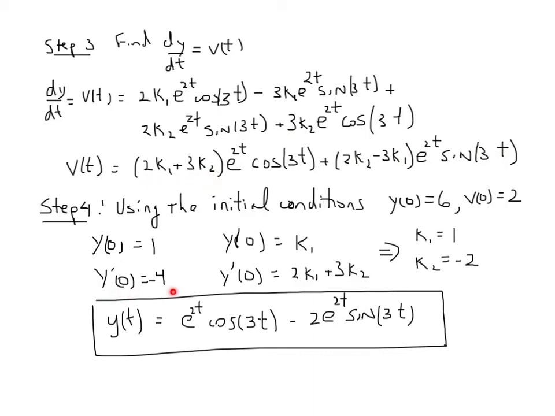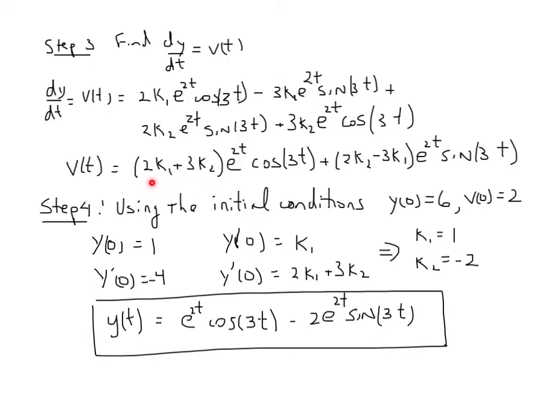We're told the velocity is minus 4, position is a 1. Putting our equations together, we see that k1 is a 1, k2 is a minus 2, and therefore this is our solution of our initial value problem. At time 0, it is a 1, and at time 0, the velocity, if I were to take its derivative, I would see that the velocity is a minus 2.